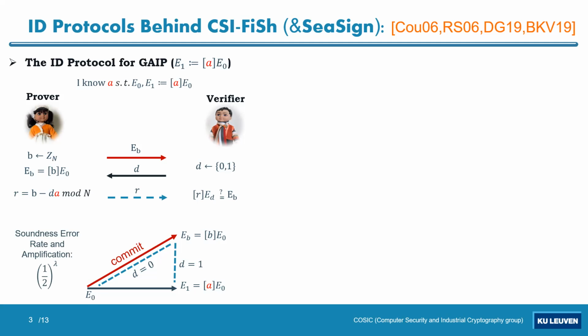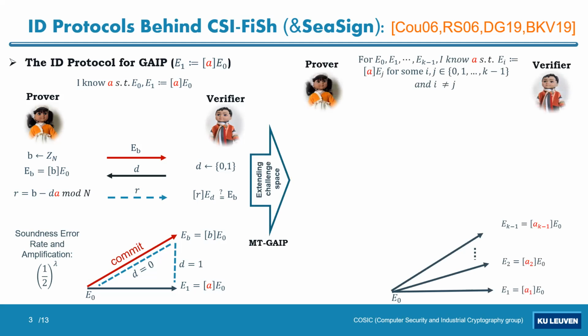To decrease this probability, you can amplify the protocol by repeating it. You can repeat it lambda times, and you achieve a soundness error of 1/2 to the power lambda. But in practice, repeating this many times will give you very large signatures. So one idea is to try to increase this 2 somehow, which is basically the extension of the challenge space.